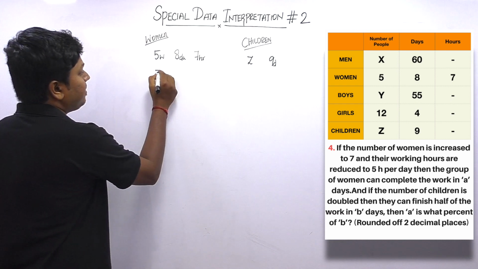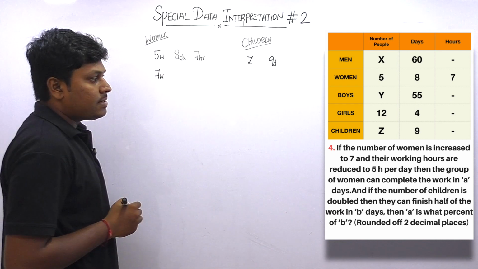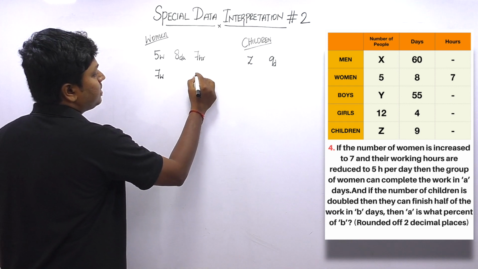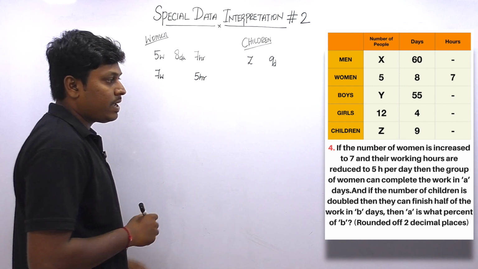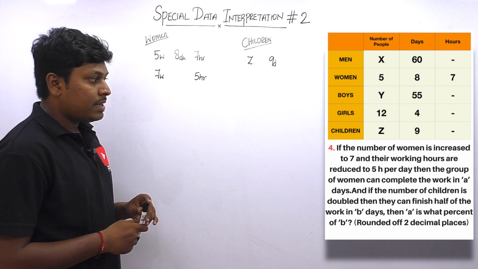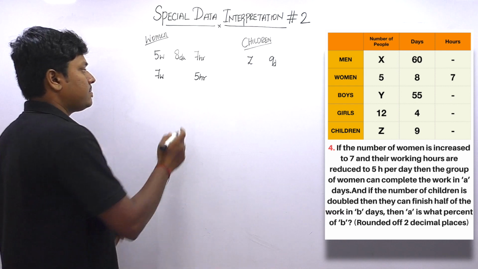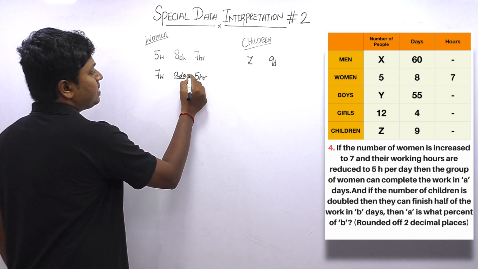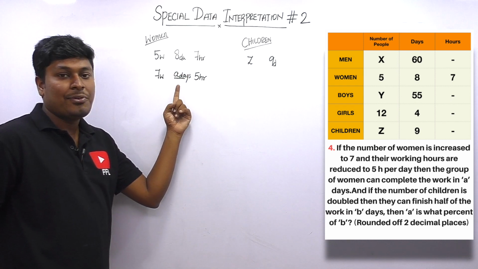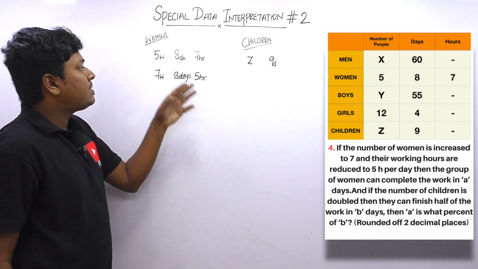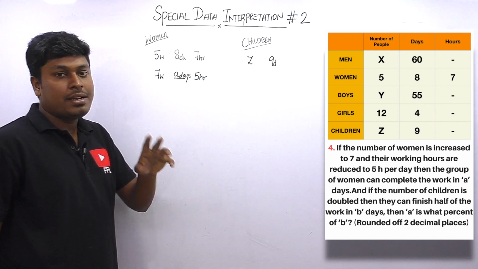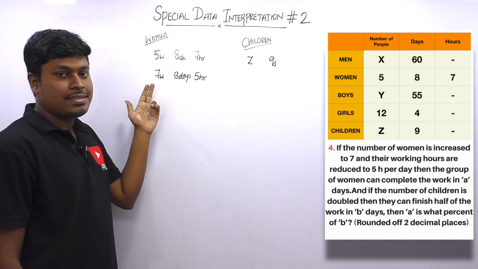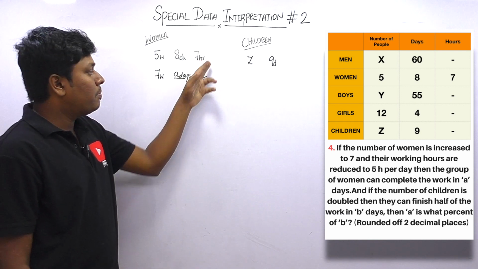So we can say that there are 7 women and the working hours is reduced to 5. So instead of 7 hours, the working hour is reduced to 5 hours. Then the group of women can complete the work in A days. So they are saying this is A days. So our target, by using this data, is to find the value of A. And we can clearly say that in both cases the women are doing the same work, right? Only the women change. 5 women, in case number 2 it becomes 7 women.